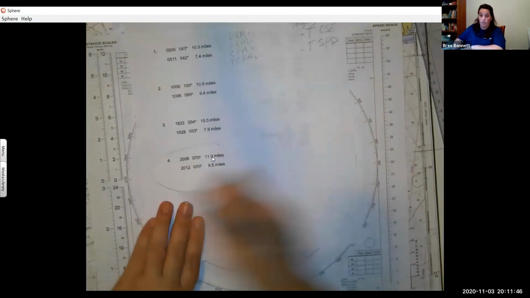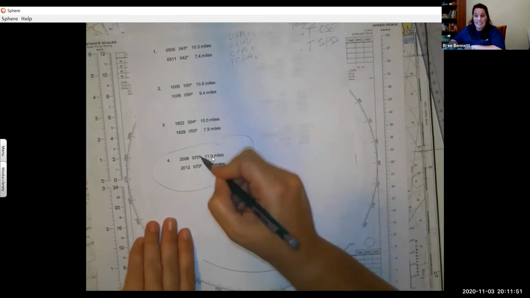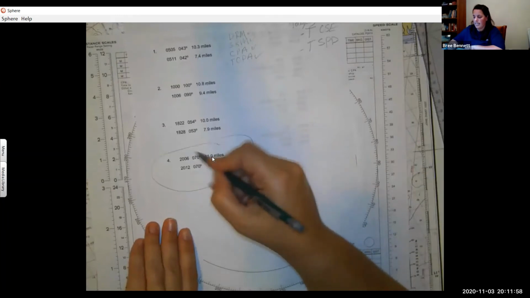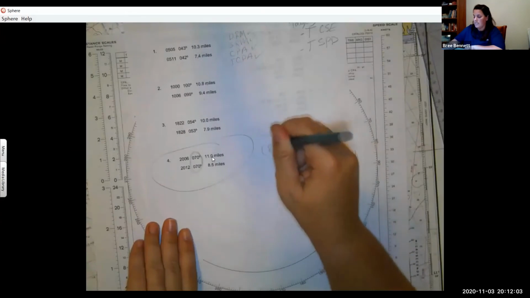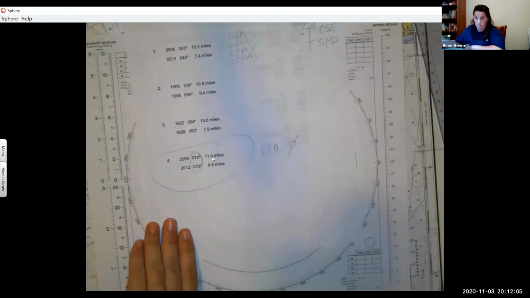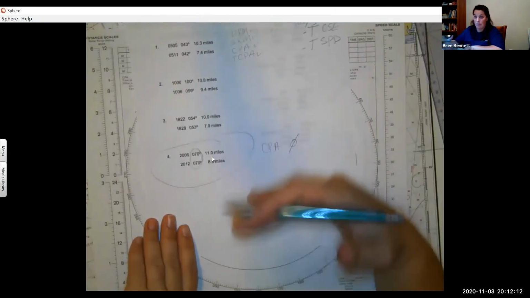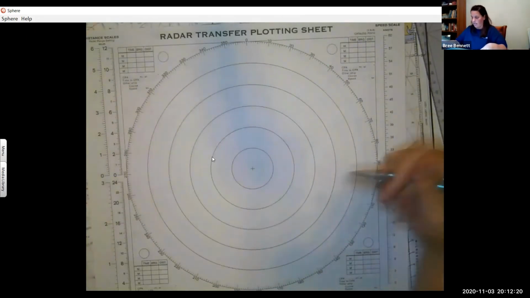Relative motion. We're on number 4 here. So this time we have our bearings exactly the same. Then we have our distance. So when I see these exactly the same, I know that our CPA is 0, that we are on a collision course. But we want to know how fast that collision course is going to happen. What's our speed of relative motion? What's the time of CPA? All that.